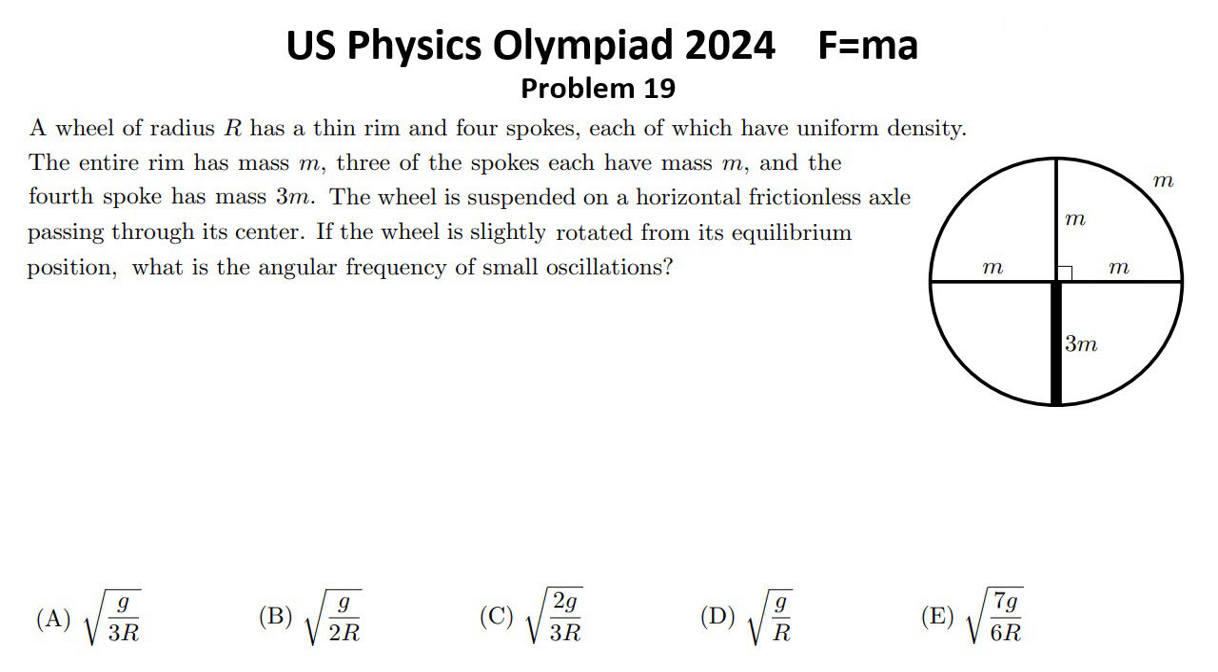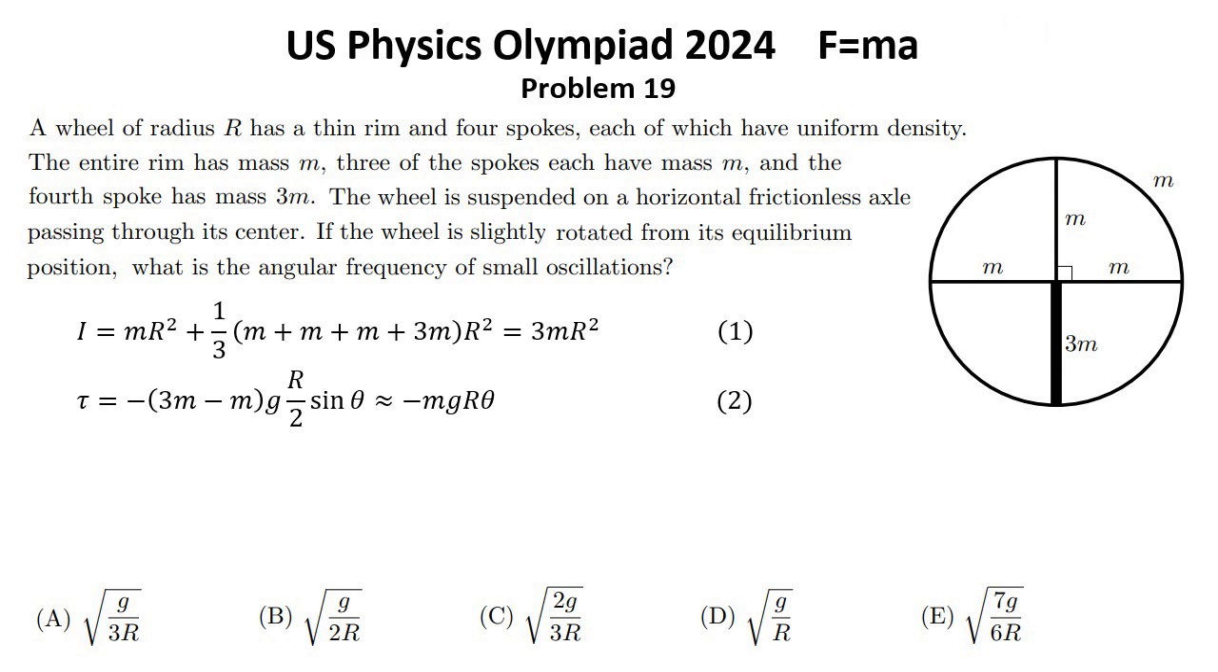Solution to problem number 19. This system is a physical pendulum. The moment of inertia about the center is in expression 1. When the system is rotated a small angle theta from equilibrium, the restoring torque comes from the difference in masses of the top and bottom spokes in expression 2.